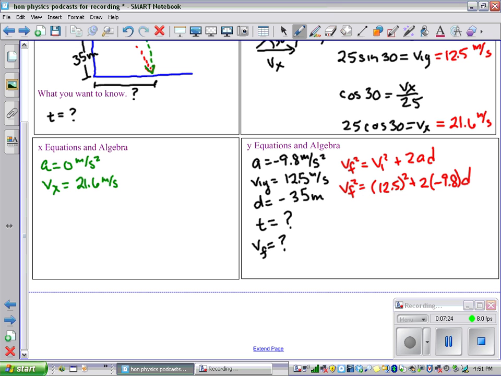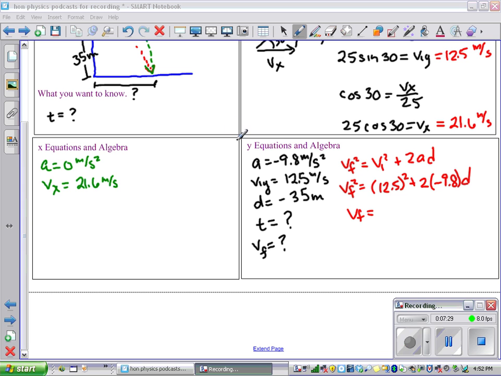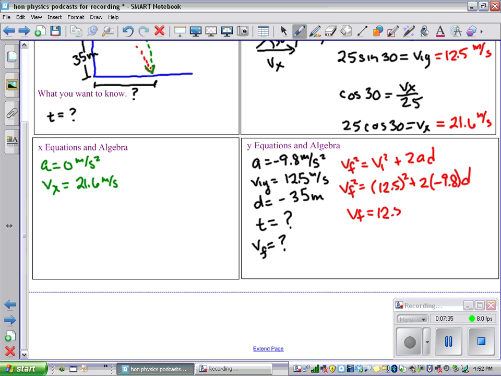So if I put that in the calculator and then take the square root, so I have VF instead of VF squared, and remember this is negative 35 right here. So it's 12.5 squared plus 2 times negative 9.8 times negative 35, and put that whole thing in the calculator, take the square root, and you get 29.0 meters per second.